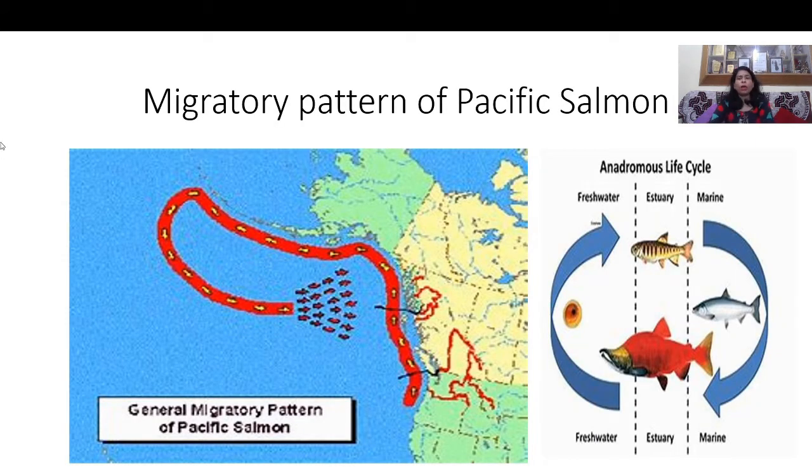Migratory pattern of Pacific salmon. You can see here the general migratory pattern of salmon, in which you can see the North American region and some freshwater sources or rivers, and the Pacific Ocean. The fishes are moving from seawater to freshwater, and the young ones go back to the rivers.